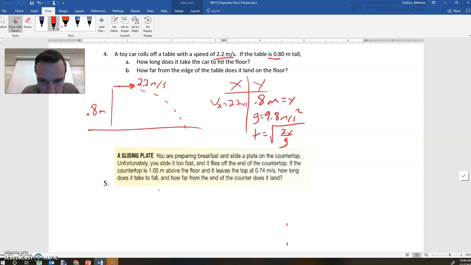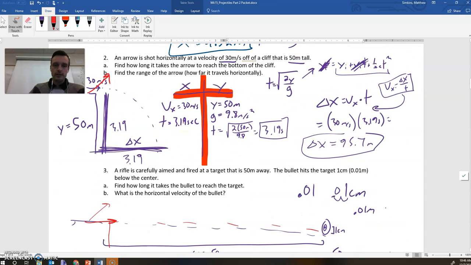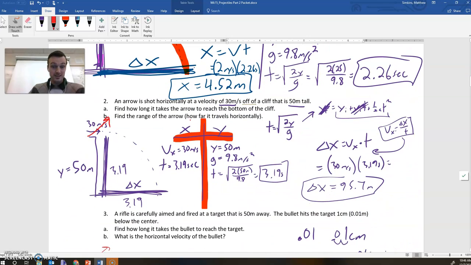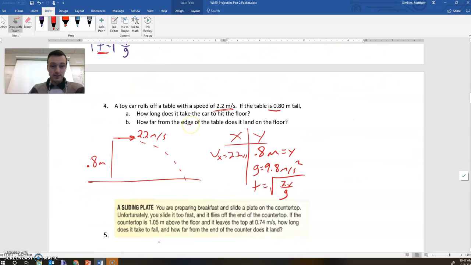Give me a second here. The countertop side, how long does it take? Yeah, I was looking for a different type. If you want to see a sample of how you solve for time with the other direction, there aren't any. I should have given you one of those. Just a little side note.